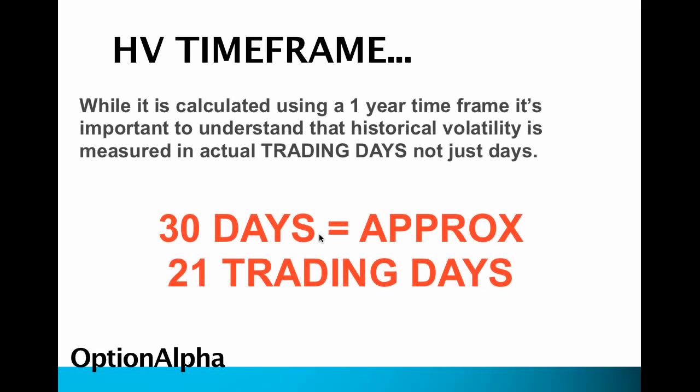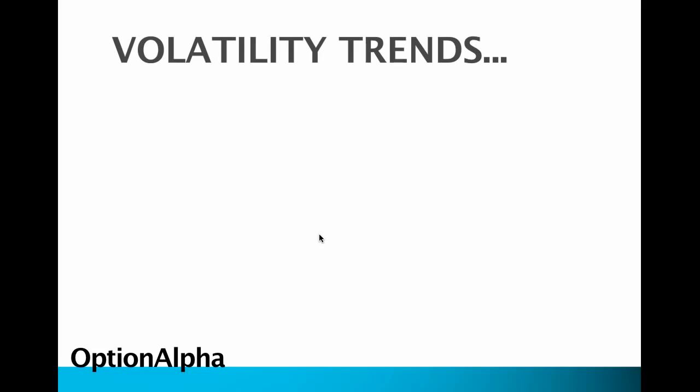So historical volatility timeframes are calculated using a one-year time frame, and it's important to understand that historical volatility is measured in actual trading days, not just days. This is a real key point because most months, even though they're 30 or 31 days, are going to have weekends. And since the market doesn't trade over the weekends, each 30 days is approximately 21 real trading days. So when we talk about a one-year time frame, it's going to talk about actual trading days.